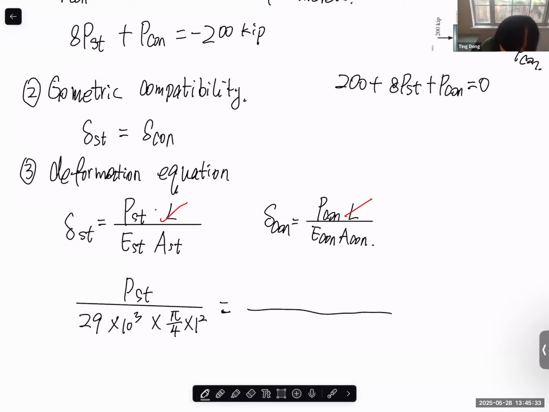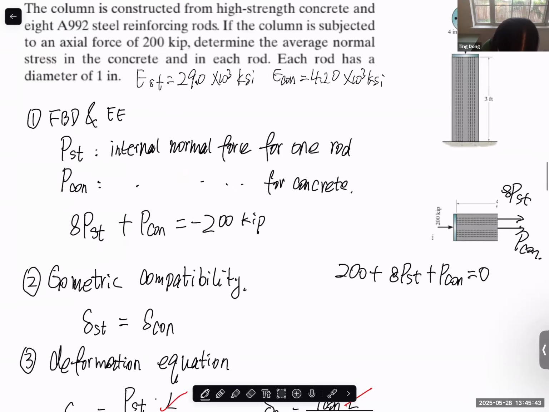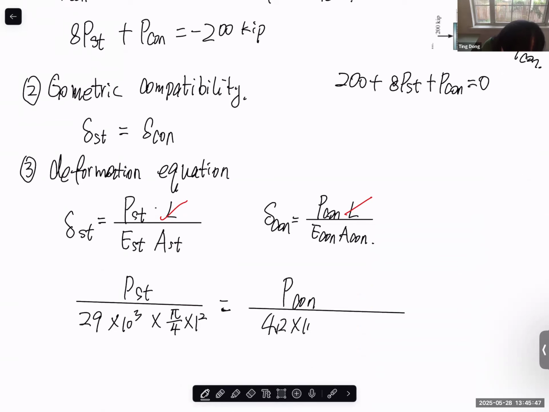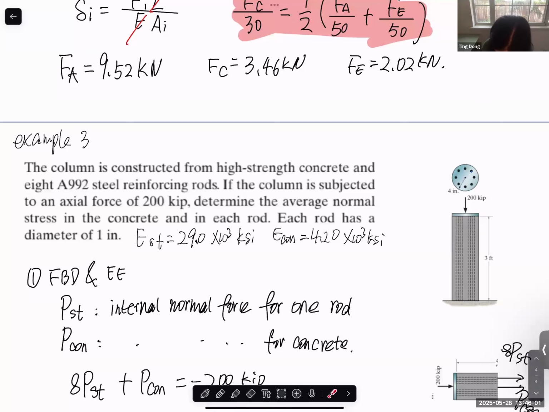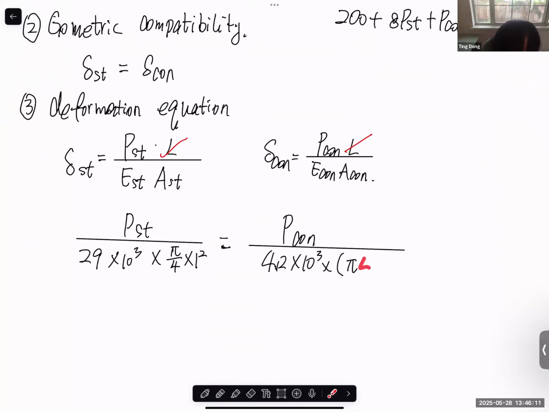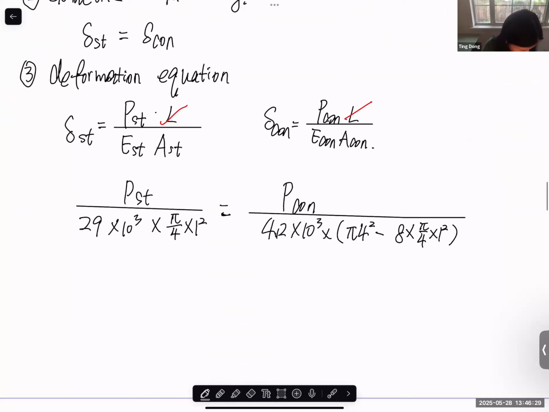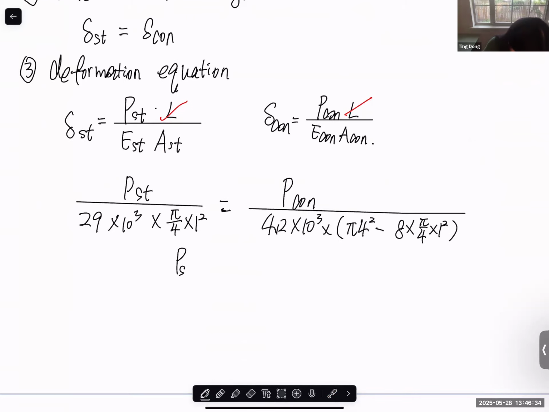And now let's check the delta for concrete. Internal force for concrete, Young's modulus 4.2 times 10⁻³. The cross-section area should be the entire circle, which is pi. Check the original figure: the radius of the entire circle is 4 inch. So pi r squared, minus the cross-section area of 8 rods, so 8 times, where the diameter of each steel rod is 1. The rest becomes the area of the concrete. Simplifying this equation, we get 0.123 times the concrete force.